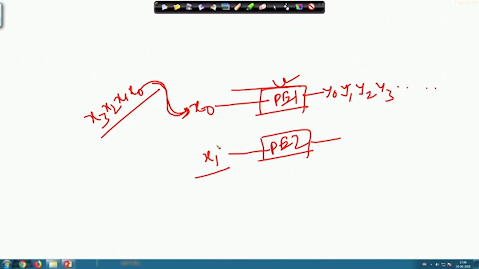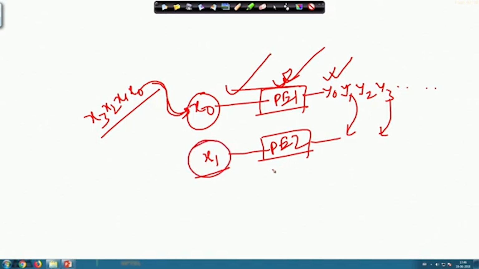But in this case, x0 will be processed here and x1 will be processed here. So y1 now will come here, y3 will come here. That means the even samples will be processed by this processing element, and the odd samples I pass through P2. So at that time I will get the even number of outputs and the odd number of outputs at the outputs of this processing element block.